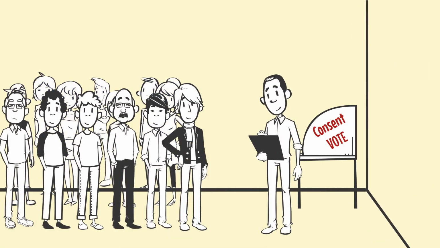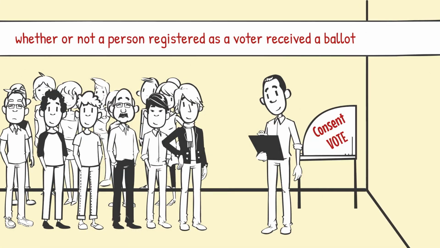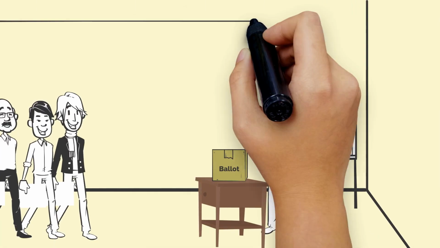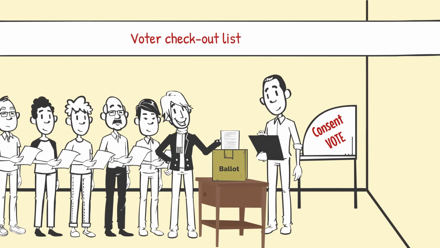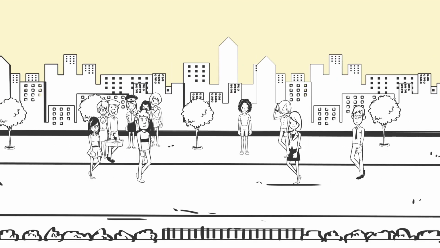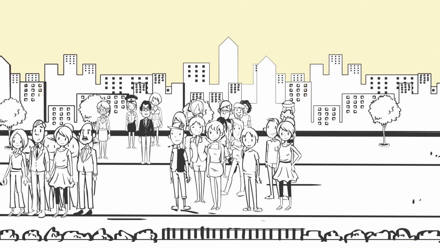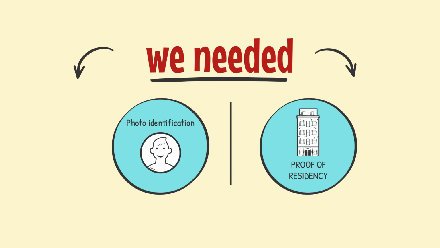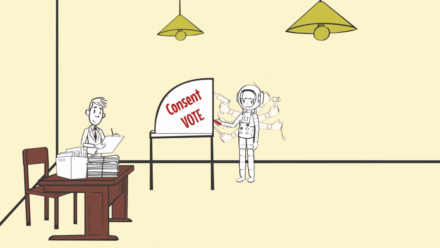The voter check-in list is the list that determines whether or not a person registered as a voter received a ballot. The voter check-out list determines if that registered voter submitted a ballot or not, which prohibits a person from voting more than once. As the population grew even more, we knew less about the people in our communities. We needed photo identification and proof of residency to vote. This kept foreigners and non-residents from manipulating our votes.